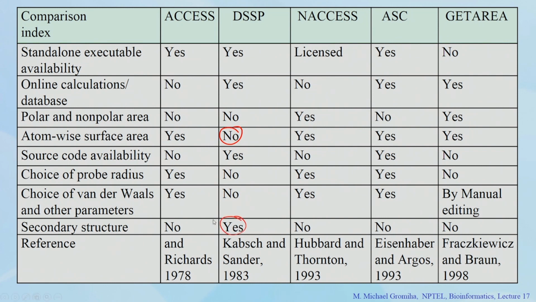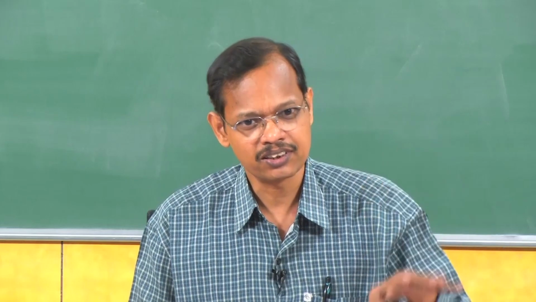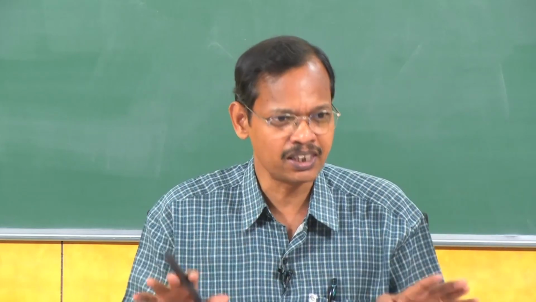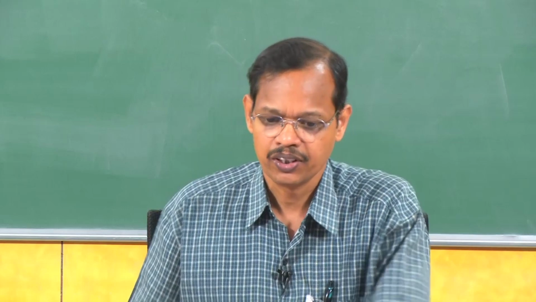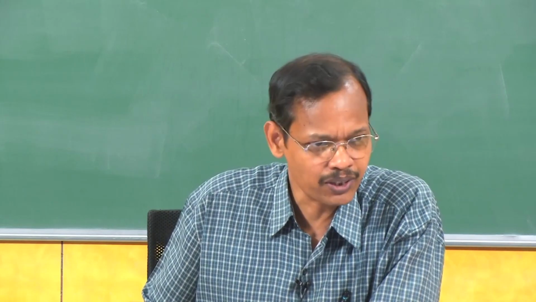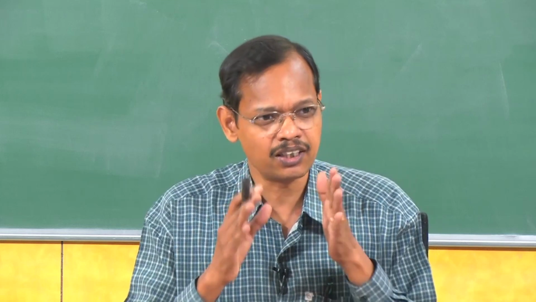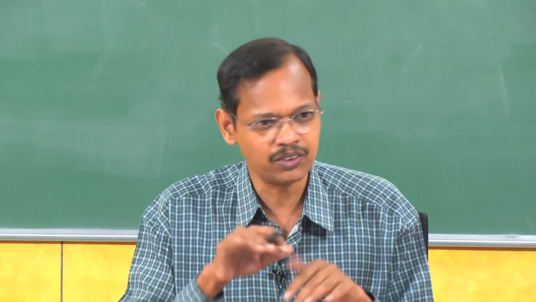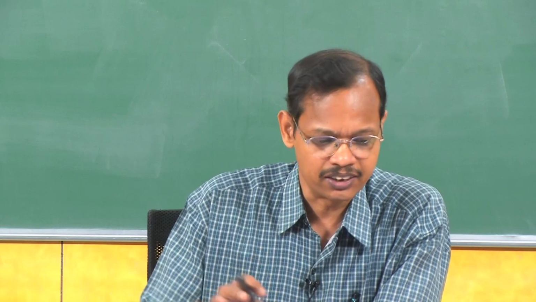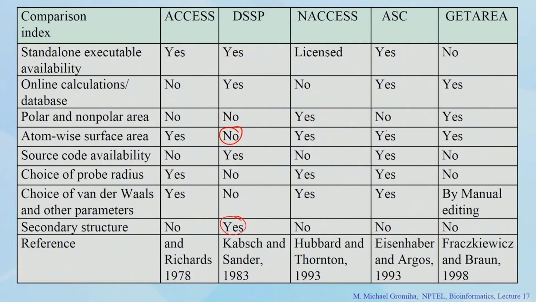So, the advantage of using DSSP is that you can get the secondary structure and solvent accessibility simultaneously when you run the program. ASC is another program, but in this case you need to edit or manipulate the files depending upon your input files. You can change the probe radius, you can change the van der Waals radius, and the source code is also available. They give the source code for free.